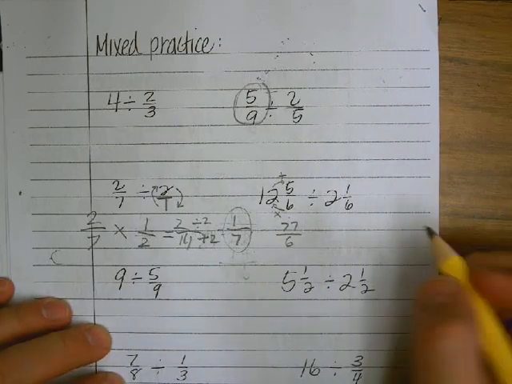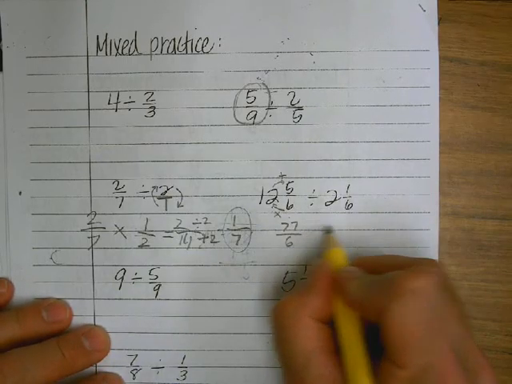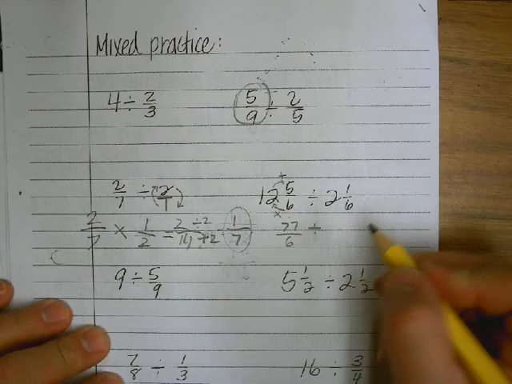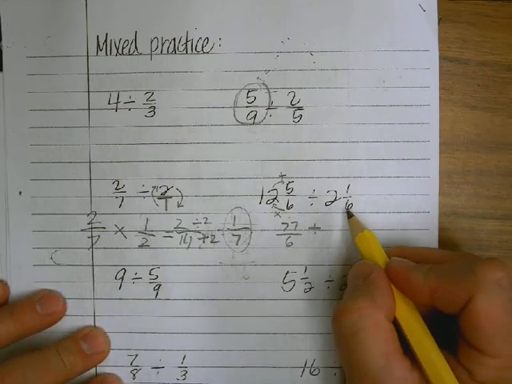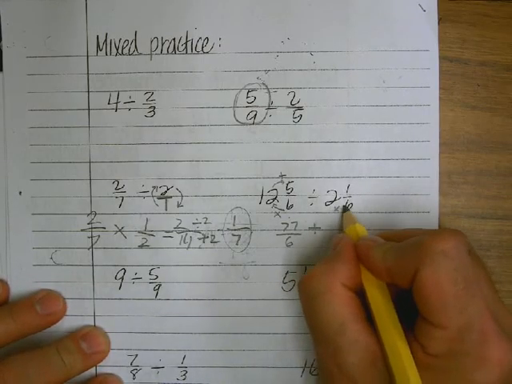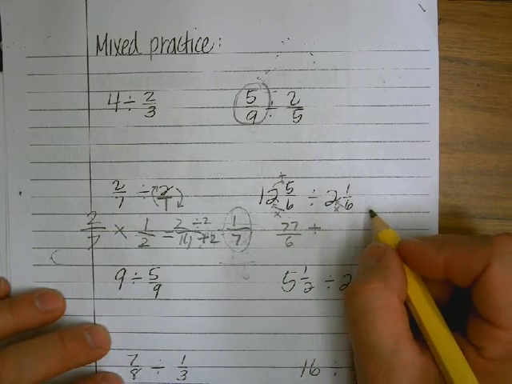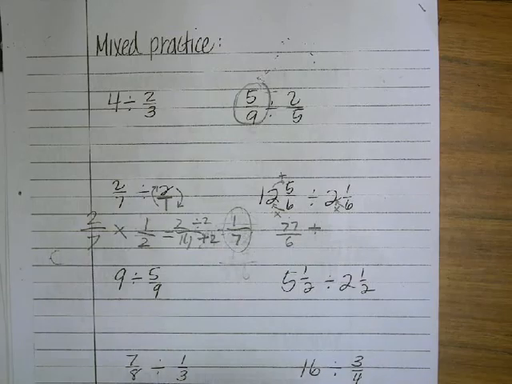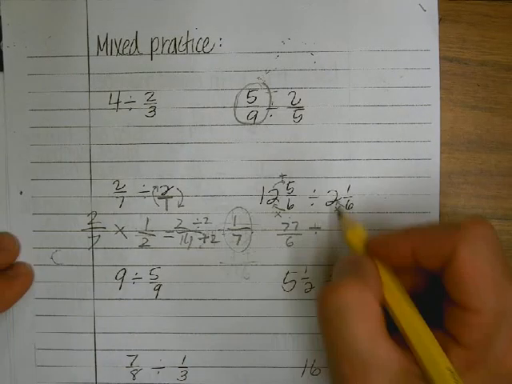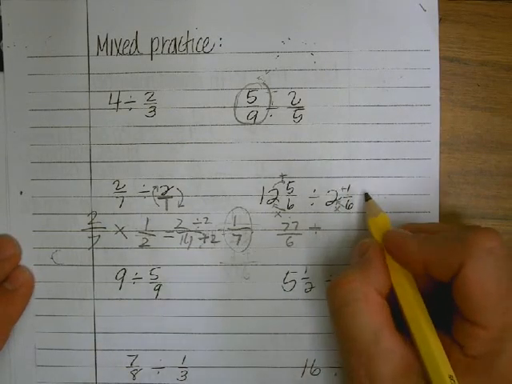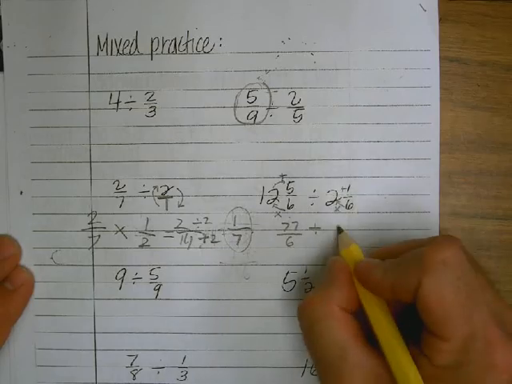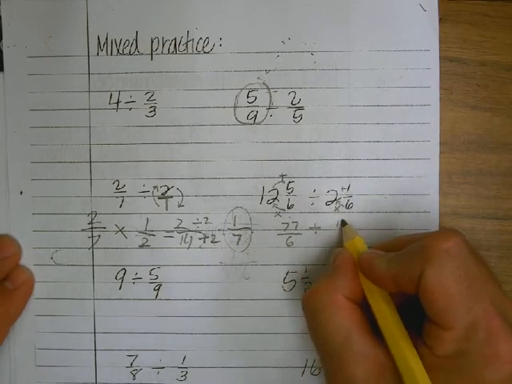What is 6 times 2? Who knows that one? Yes. 12. 12 it is. 12 plus 1 more is 13. Thank you, Crystal. 13 over what? Over 6. Thank you, Dominique. Now we can flip it.